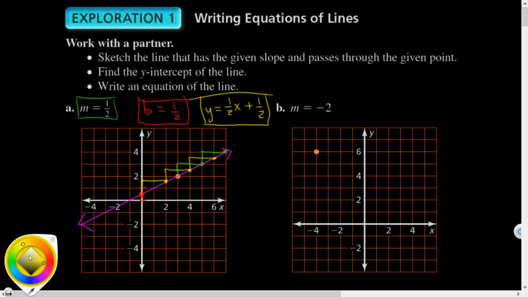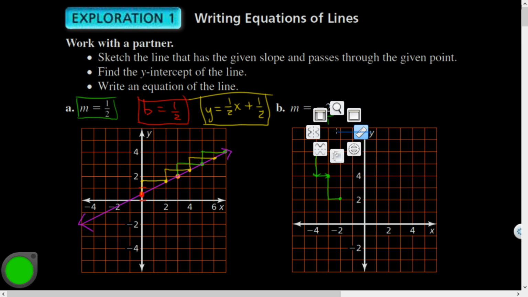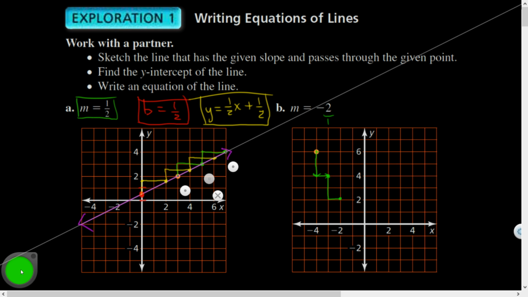Let's look at part B. So the slope is -2. So to move from this point, I'd go down 2. And then where do I go? Over 1, because there's that little invisible 1 hiding there. Down 2 and over 1. Down 2, we're having fun. Down 2 and over 1. Draw a line.